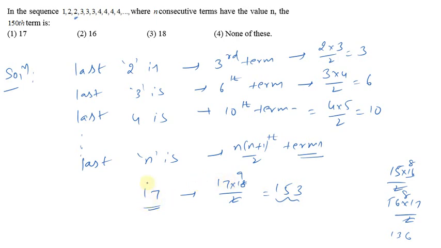Actually, this 17 appears 17 times, by the observation. 4 appears 4 times, 3 appears 3 times, 17 appears 17 times. So last 17 is the 153rd term, and indirectly you can expect the 150th term is also 17. So you can finalize like this. Just use this logic: last 2, last 3, last 4 is nothing but n into n plus 1 by 2. These results are obtained by calculating n into n plus 1 by 2. Move to the next one.